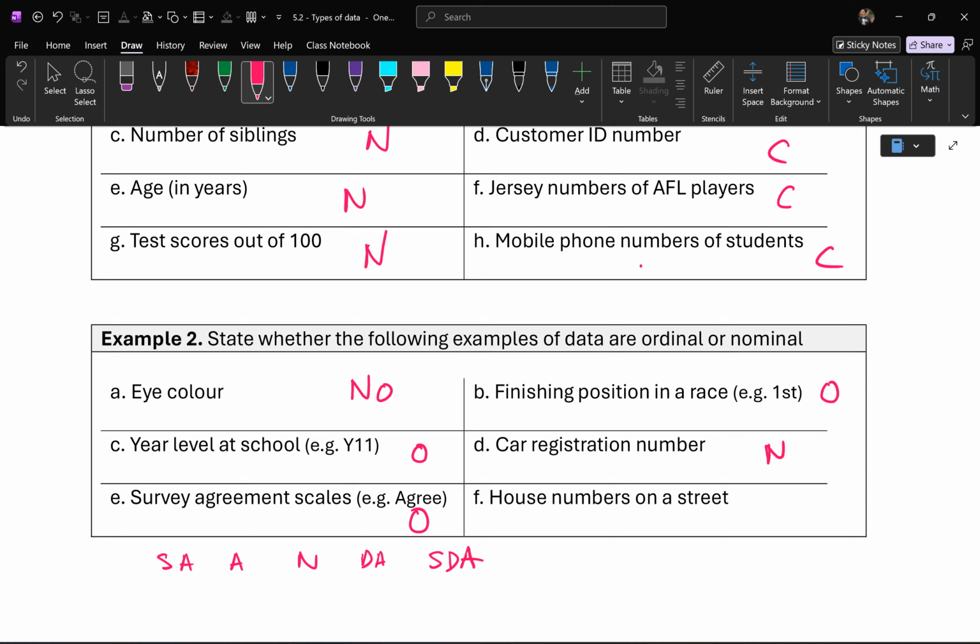Okay. Last one, house numbers on a street. Ishara. Yes, that's right. Pretty good. House numbers on a street is ordinal. There's an order to it.